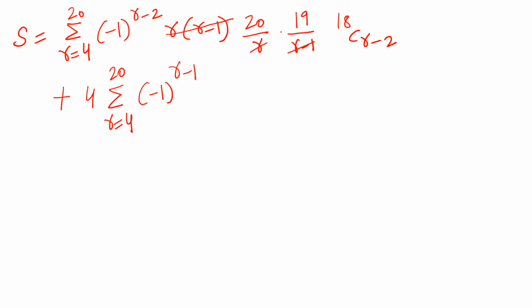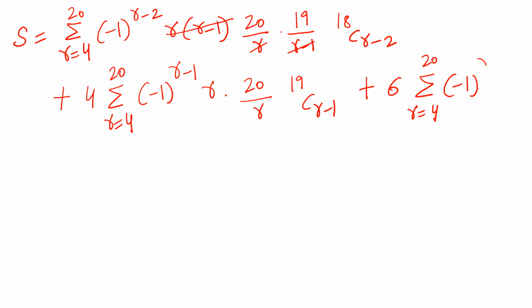And now the summation is summation r varying from 4 to 20 minus 1 to the power r minus 1 r into 20CR. Now again, I will write 20CR as 20 upon r into 19CR minus 1. And the third summation I am writing same as before. And this is summation r varying from 4 to 20 minus 1 to the power r 20CR.